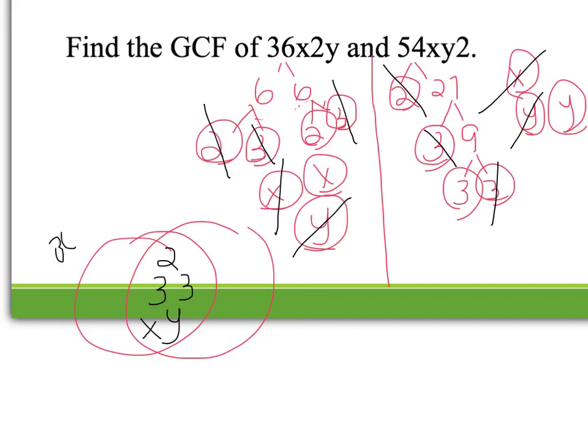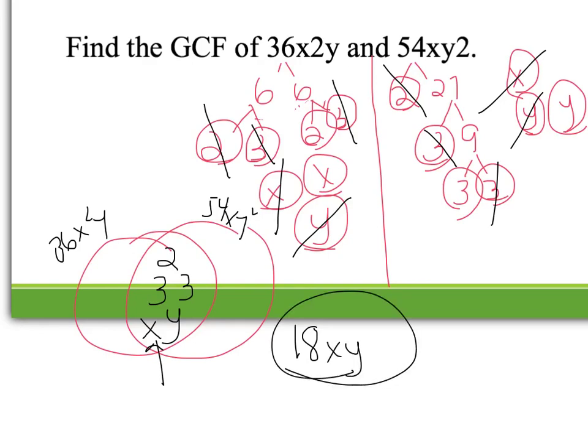Oops, I forgot to write that this represents 6x squared y, and over here, 54xy squared. Okay, so everything that's in the center is going to be multiplied together to find the greatest common factor. So 2 times 3 is 6, and 6 times 3 is 18. So 18xy is your greatest common factor.